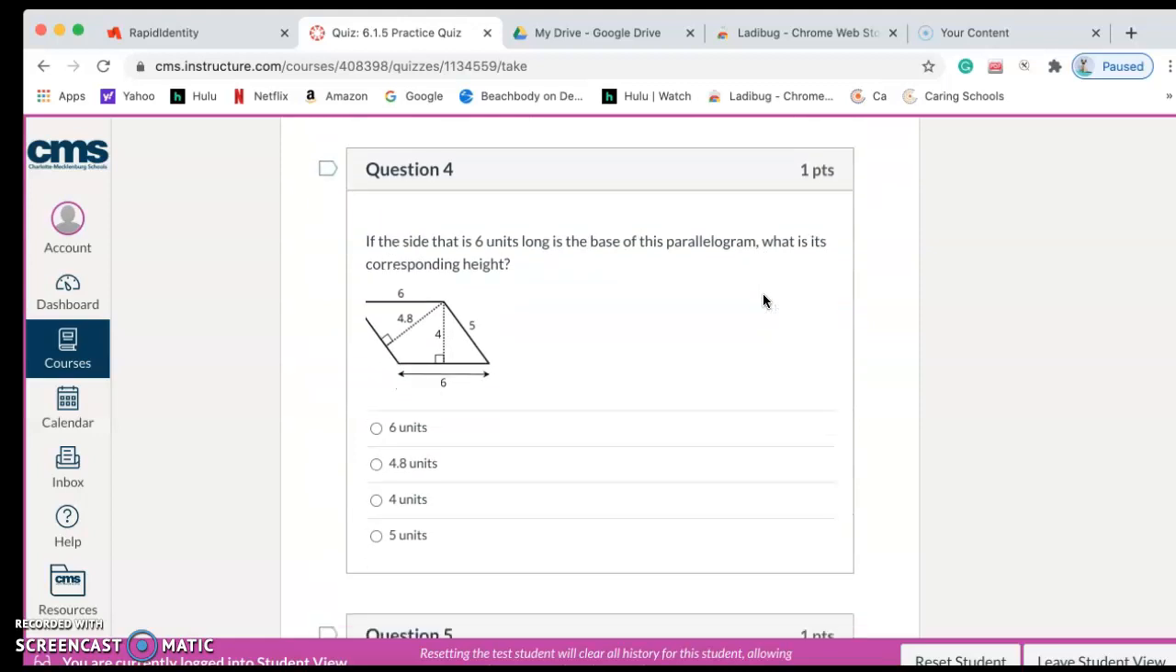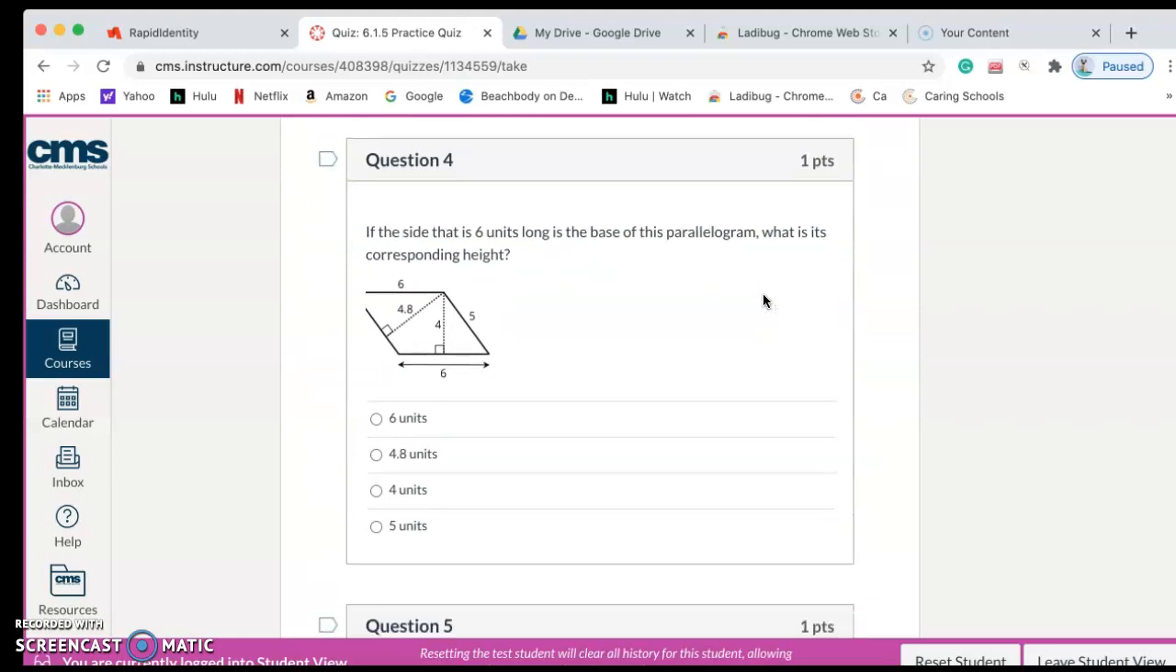All right, question 4. This is where you really need to know your stuff, but it's not difficult. You just have to read. It says if the side of the unit is 6 units long, so the side that is 6 units long, here's that side that's 6 units long, that's the base. What is the corresponding height? So I know there's 2 90-degree angles in here. There's 2 right angles, but which one is perpendicular to the 6-unit base? So if this is my base, the 90 has to be touching that. It would be here. So it would be 4. So I would click 4.